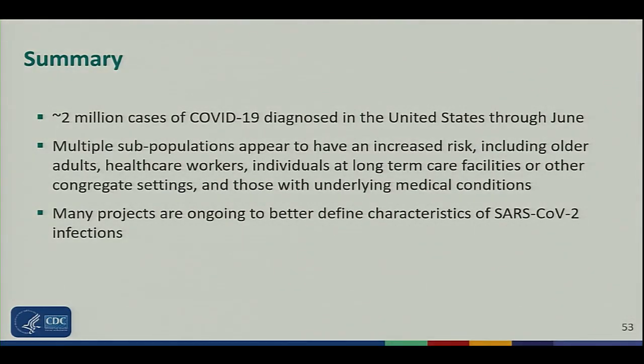So in summary, there have been over 2 million cases of COVID-19 diagnosed in the US through June. Multiple subpopulations appear to have an increased risk, including older adults, healthcare workers, individuals at long-term care facilities and other congregate settings, and those with underlying conditions. Many projects are ongoing to better define characteristics of SARS-CoV-2 infections, and we'll share them with ACIP once results are available. I also want to thank the many people through the Epi Task Force and CDC that helped provide data for this presentation, and thanks.